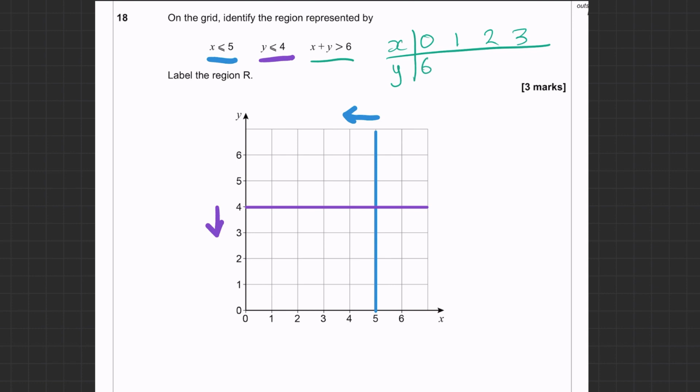So 0 plus 6 equals 6. 1 plus 5 equals 6. 2 plus 4, 3. And also when y is 0, x has to be 6. So we're going to have the line from this point to this point here. And it's stating that x plus y is greater than 6. So it must be all this value up here. So the region R, we can see from the lines, must be this region here. Because it's left of this, down from this, and up from this.